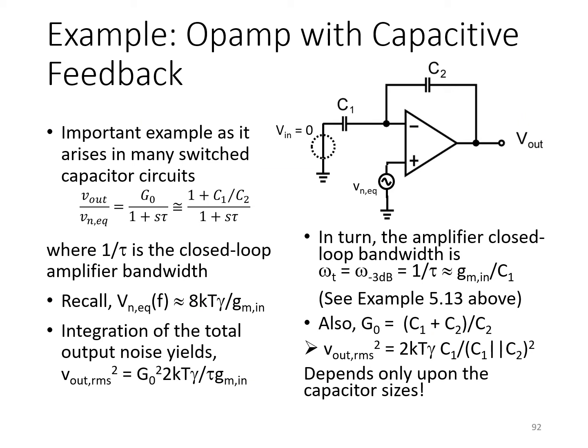So finally, let's analyze an op-amp circuit with capacitive feedback. This is an important example, as this is the equivalent circuit that arises in many switch capacitor circuits, and also circuits that are designed to provide low noise amplification. Using capacitors in the feedback network means that there's no resistors to add any extra thermal noise. So the only noise sources that need to be included in the analysis are those arising from the op-amp.